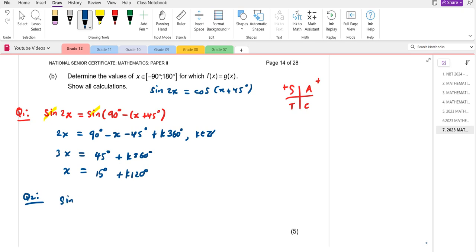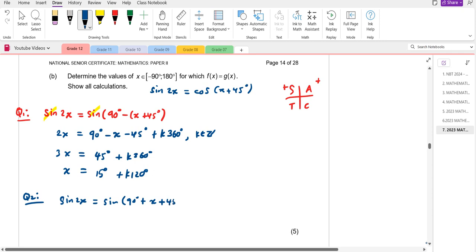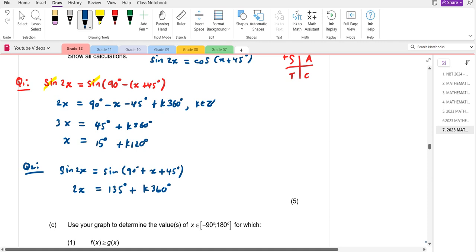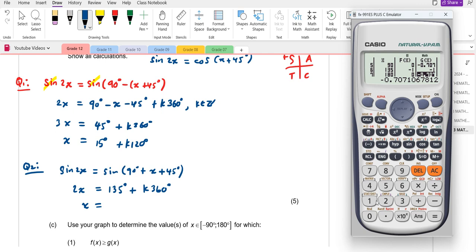We're going to say we have sine 2x, which is equal to sine of 90 plus x plus 45, sine of the angle. Okay, so 2x equals, dropping the sine on both sides, 90 plus 45 is 135, plus k360. So x is now equal to 135 divided by 2.